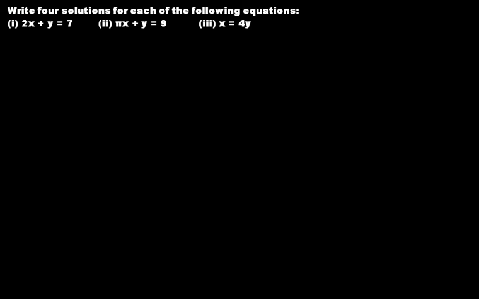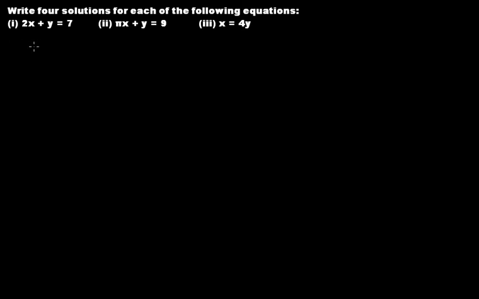So we are in part 2 of the video series on problems on linear equations in two variables, and in this problem, the problem says: write 4 solutions for each of the following equations. These 3 equations are linear equations in two variables. Why are they linear equations? Because their degrees are 1, and they are in two variables because they have two variables, x and y, x and y, and x and y. Let's take this first one.